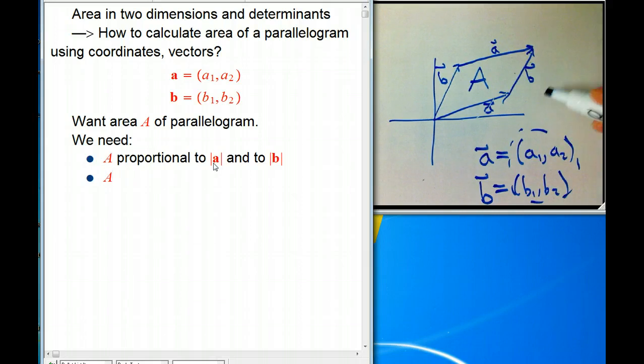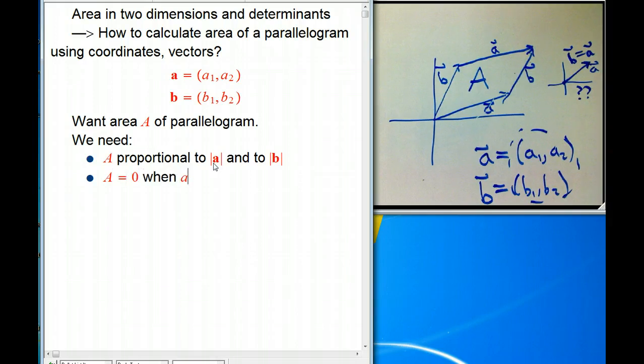And we also need, let's look at what happens, for example, in a little picture right in here. What if we actually had this being A and B was equal to A? What's the area of that? Think for a second what the area of that should be. Well, that should be 0.